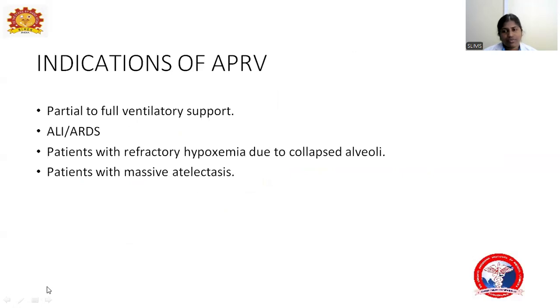What are the indications of APRV? Partial to full ventilatory support in acute lung injury and ARDS. Patients with refractory hypoxemia due to collapsed alveoli. Patients with massive atelectasis.